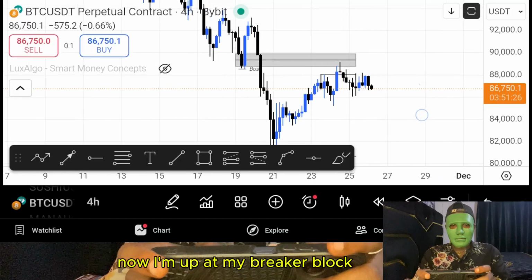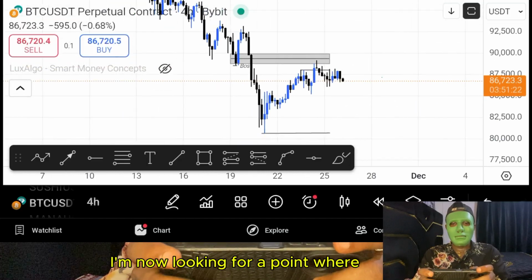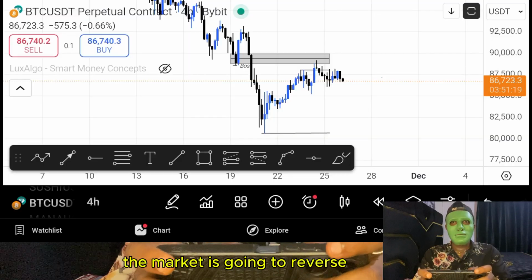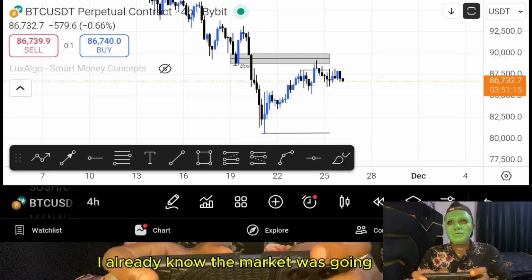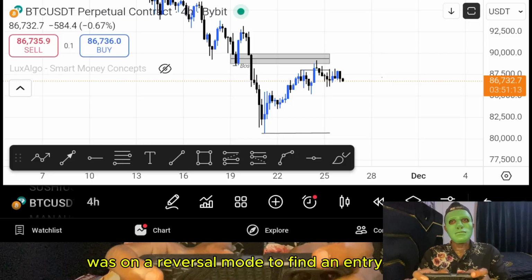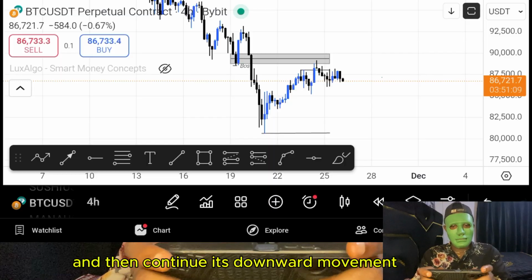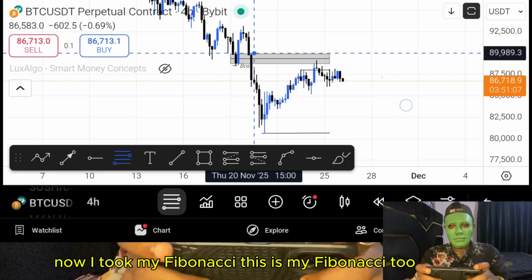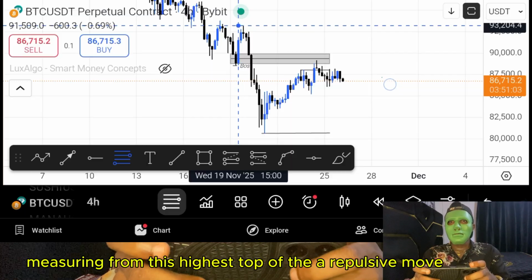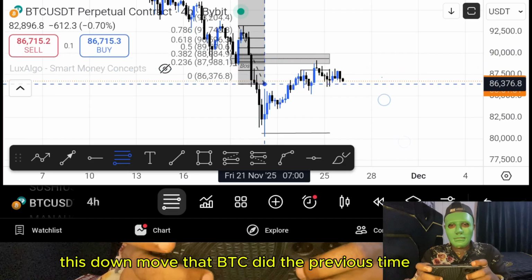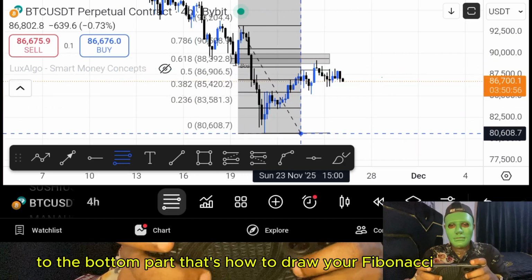Let's go further. Now, I map out my breaker block, and since I did that, I'm now looking for a point where the market is going to reverse and go down. As I met the market around there, I already knew the market was in reversal mode to find an entry and then continue its down movement. Now, I took my Fibonacci. Measuring from the highest top of that repulsive move, the down move that BTC did previously, to the bottom. That's how to draw your Fibonacci.